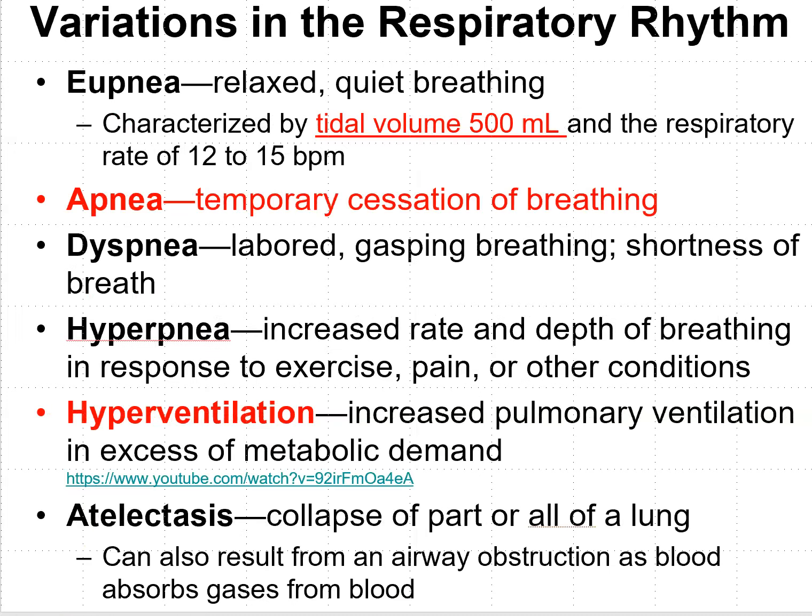Some other conditions include eupnea, which is not a condition, it is just the normal breathing, which we call eupnea. Apnea is a temporary cessation of breathing, and dyspnea is labored breathing or shortness of breath. We talked about hyperventilation and hypoventilation, and then you have atelectasis, which is basically collapse of part or all of the lungs, which can lead to airway obstruction. This happens due to several different conditions of the lungs.